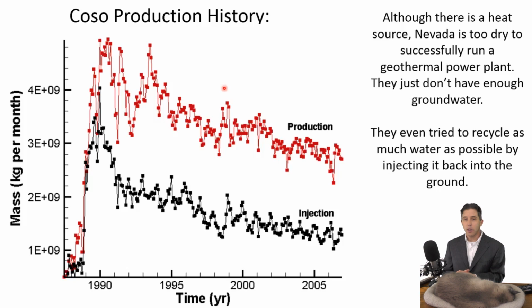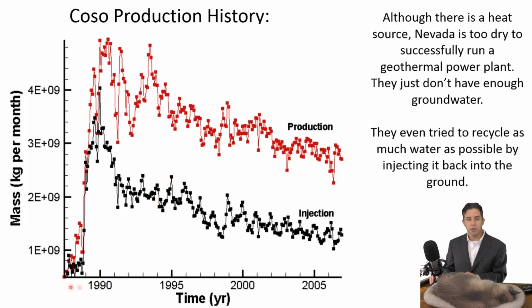So one of the things that they realized early on is they have to pump that water back into the ground. So the idea is they pump the hot water out, they run it through the steam turbine, it generates electricity, then after it's gone through the turbine, they pump as much of it as they can back into the ground. So here's a graph of that.